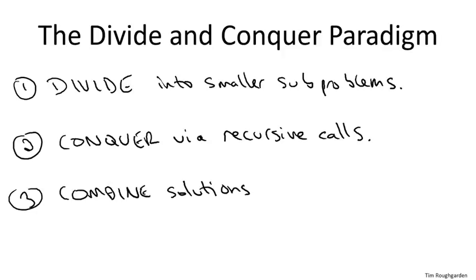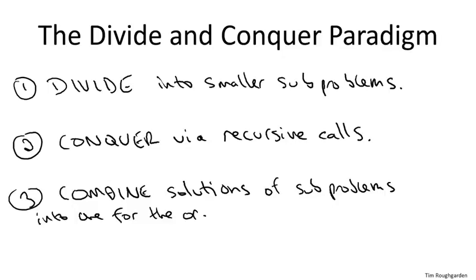So the third step is to combine the solutions to the subproblems into one for the original problem. Generally, the largest amount of ingenuity happens in the third step. How do you actually quickly combine solutions to subproblems into one for the original problem? Sometimes you also get some cleverness in the first step with division. Sometimes it's as simple as just splitting an array in two, but there are cases where the division step also has some ingenuity.